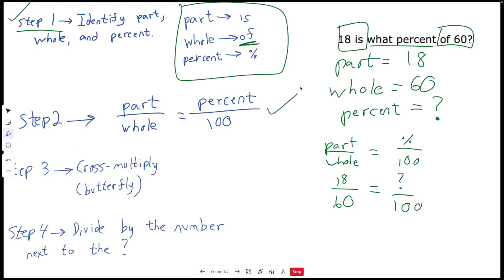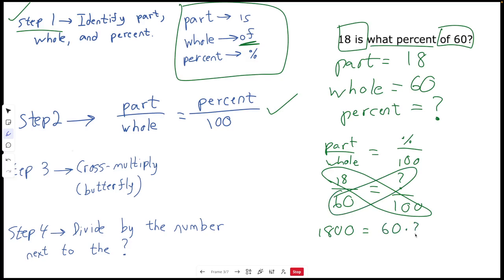Step three is cross multiply. Some students think of this as the butterfly, right? So I'm going to go here first. You could do the 60 and the question mark first. It doesn't matter the order, but I'm just going to start with top left. So we do 18 times 100, which is 1,800, equals, and then on the other side, we do 60 times the question mark, right? I don't know what the question mark is, so we're just going to leave it like that. All right, step three is done.